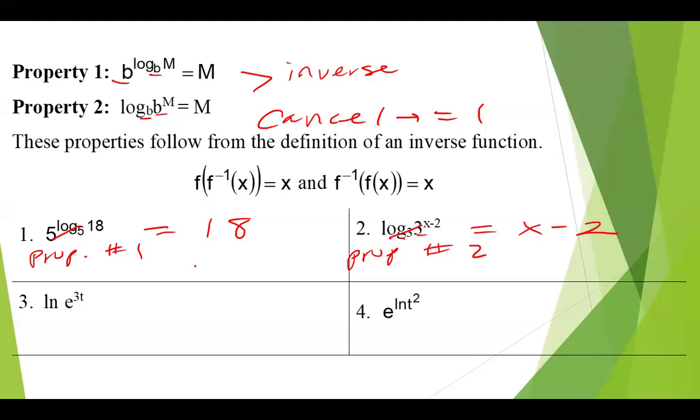How do we feel about property 1 and property 2? Good? All right. Do you think that's going to change just because I have natural log? No, it's still the inverse. I have natural log, I have e. Anytime these two are next to each other, that is the inverse property. This is an example of property number 2. It's a natural log, and they're next to each other. So it becomes a friendly 1, and I'm left with 3t.